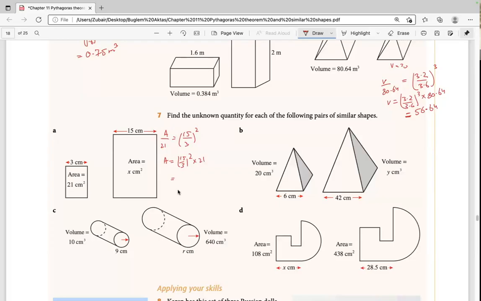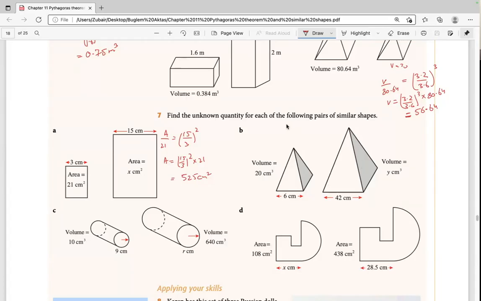525. Again getting a different answer. Okay. Yeah, I got my mistake. I cubed it actually. So 525, yes. 525 centimeters square.